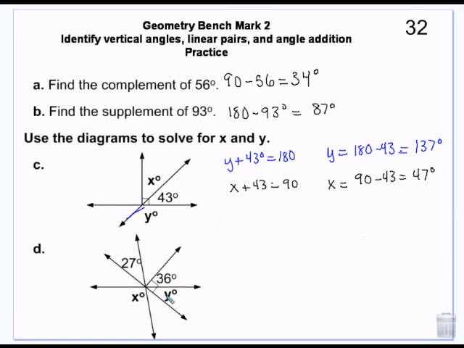Okay, now it's sort of the same thing over here, except this one's a little more complicated. What I have is y and 36 add up to what? 90. So y is equal to 90 minus 36. So that is 54. Good? Now, 54, guys, this one is vertical to this one. So that's going to be 54. And this one is vertical to this one. So this is going to be 27.